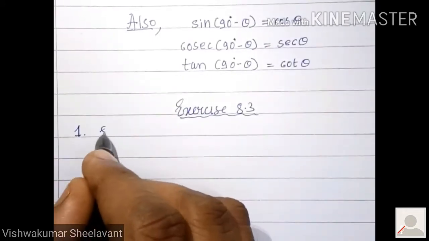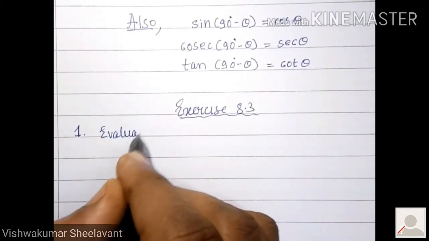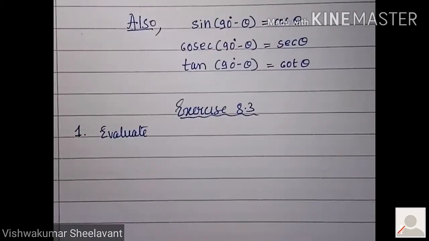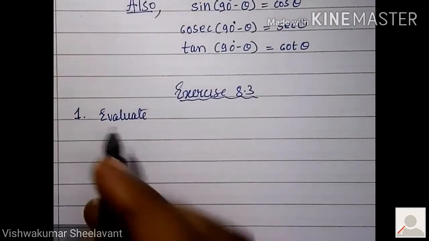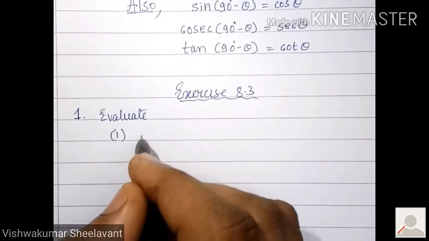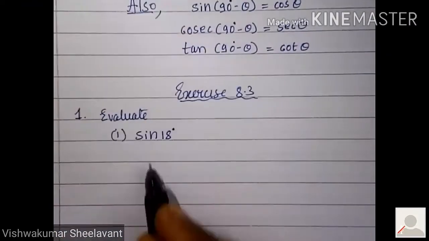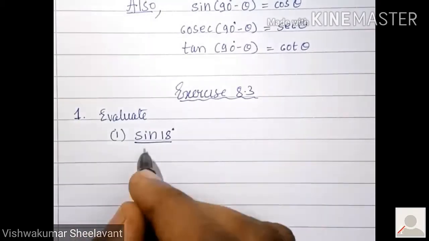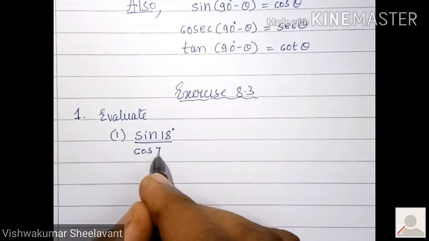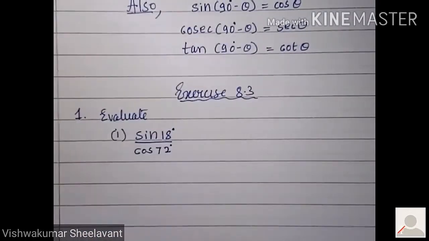Question 1. Evaluate. First one: sine of 18 degree by cos of 72 degree.